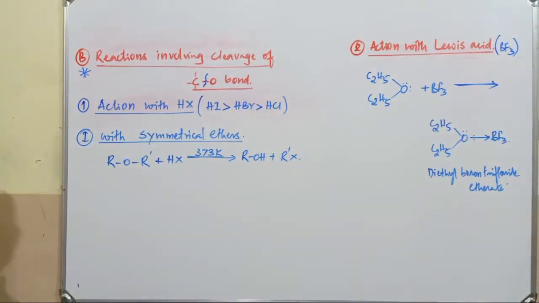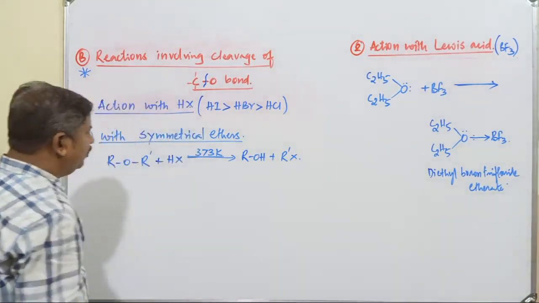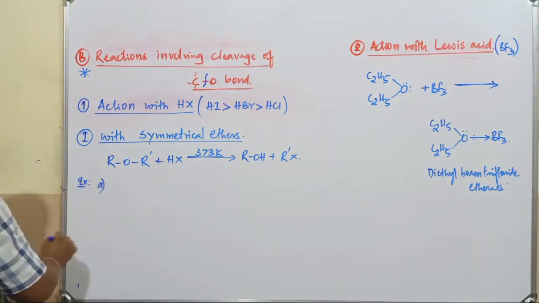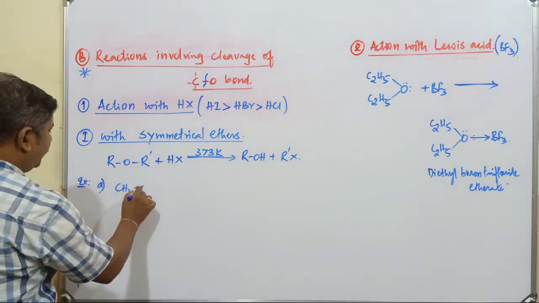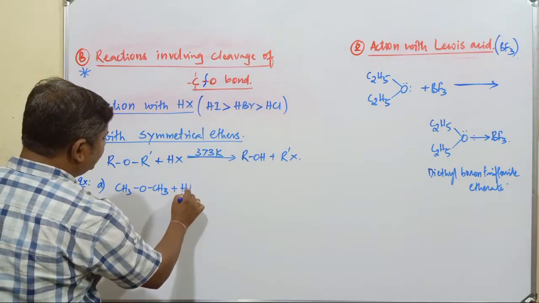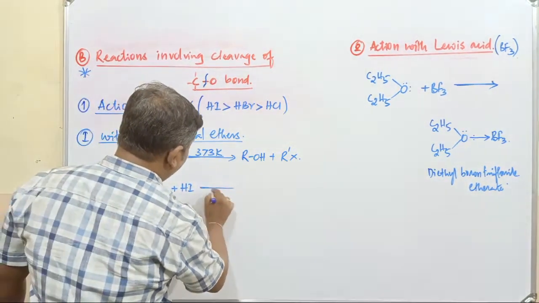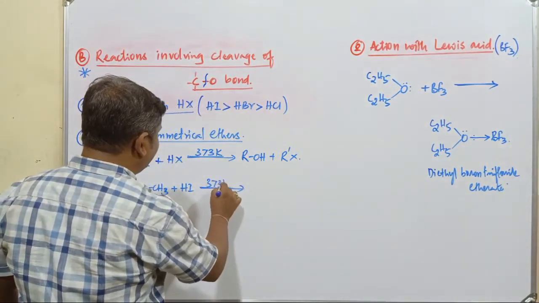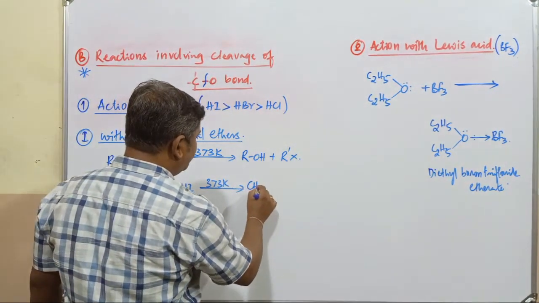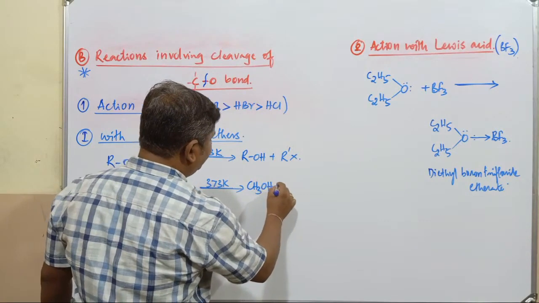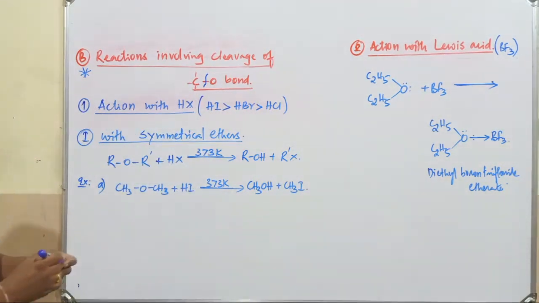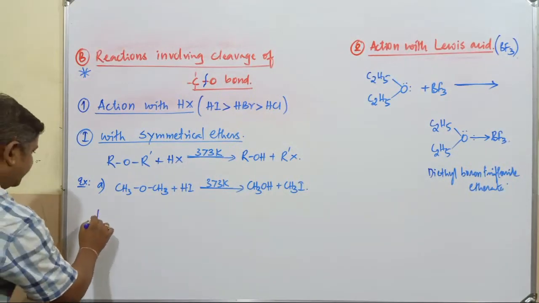ROH plus R-X: one is alcohol, the next one is going to be alkyl halide. Let us go with some of the examples here. This is CH3OCH3 plus HI at 373 Kelvin. One of the hydrogens goes to this oxygen atom, so the compound is CH3OH plus CH3I. Methyl alcohol plus methyl iodide is produced.